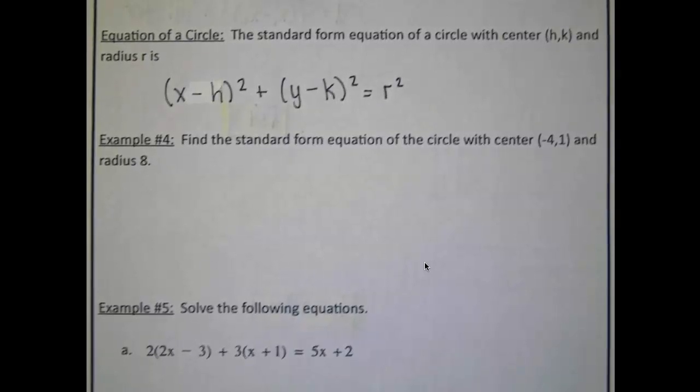You're doing example number 4. h, k represents the center, and it is in the form of an ordered pair. Okay? So discuss with your team, see if you can figure it out.